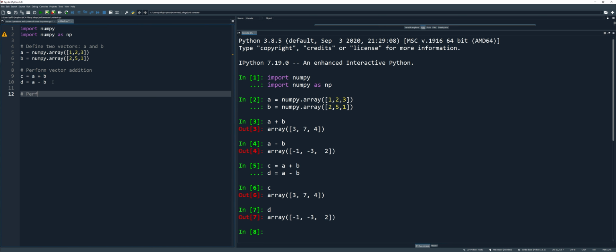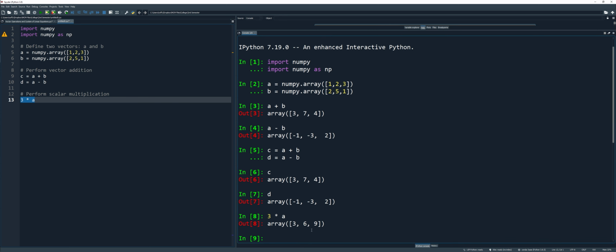Now let's try to perform scalar multiplication. Scalar multiplication is simple in Python. All we need to do is to multiply the scalar and the vector. So suppose we have the scalar 3 and we want to multiply it to vector A. So we use this syntax, highlight it, and I'll press F9, and I'll get the new vector, that is 3, 6, 9. That is, if you multiply 1 by 3, that's 3. Multiply 2 by 3 is 6. 3 times 3 is 9.